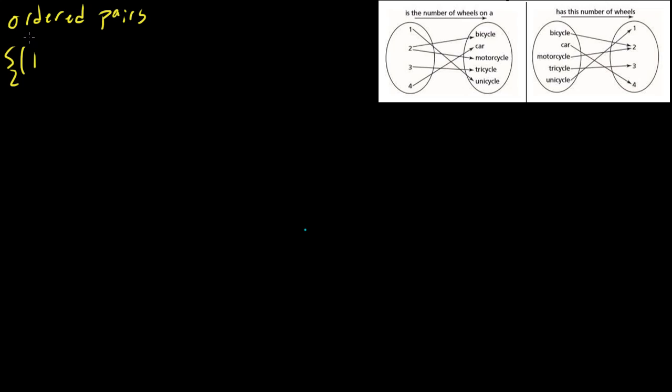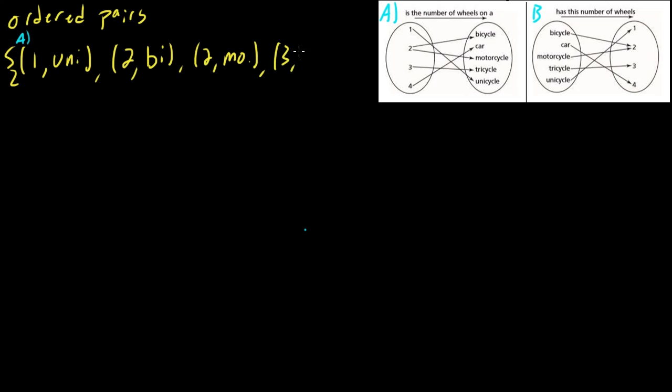Let's call the first diagram A and the second B. We'll do A first. The 1 is going to go with the unicycle. I'm just going to put uni here to save a little bit of time. Then we keep going down the list. 2 is going to go with the bicycle, but it's also going to go with the motorcycle. So I'm going to say 2 for bi and 2 for MO. 3 is just going to go with the tricycle, 3 tri. And then 4 is going to go with our car. I'll put C. Remember, use our braces when we're doing that.